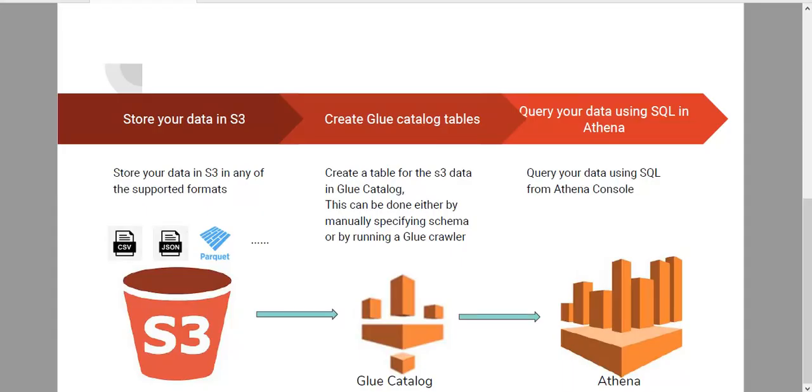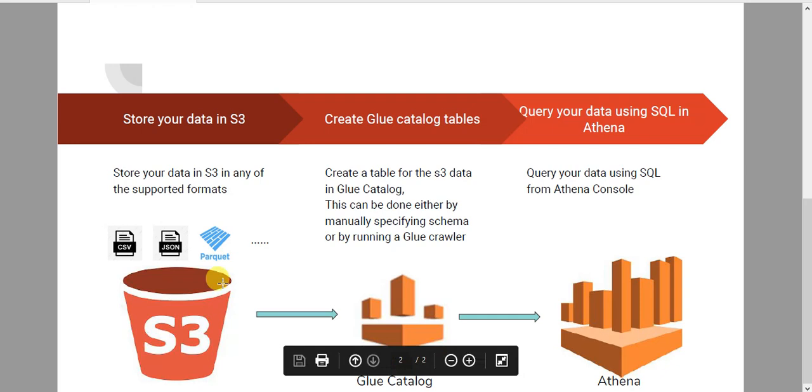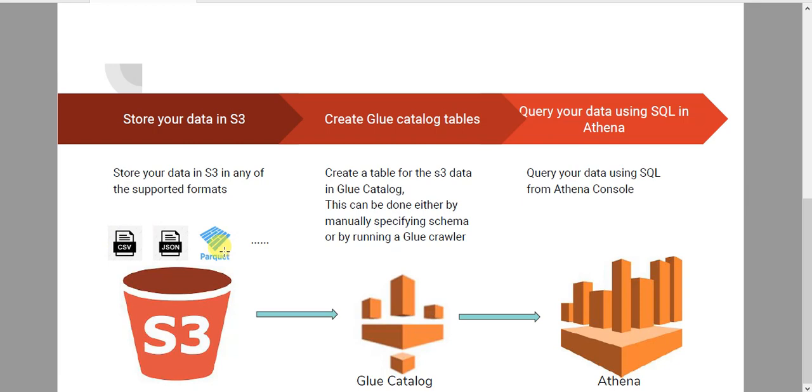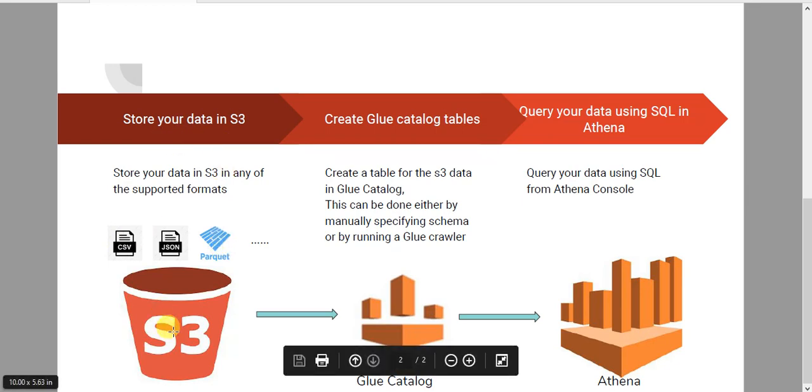So what are the steps involved if you want to query your S3 data using SQL in Athena? The first step is to upload your data to S3 in any of the formats that Athena supports. It can be CSV, JSON, Parquet. It usually supports all the common data formats. So the first step is you upload your data to an S3 bucket.